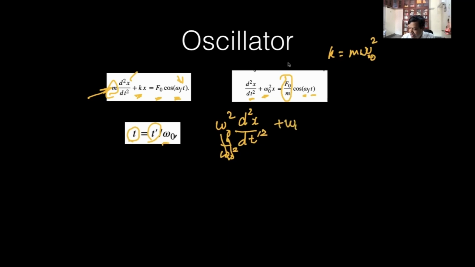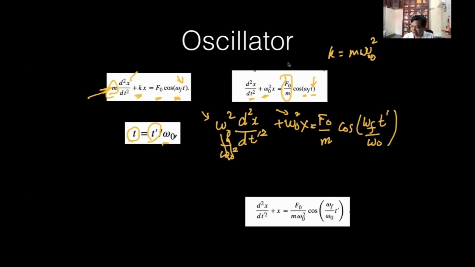So I'll have omega naught square x plus f naught by m cos. Now I need to replace this t as well, so omega f t prime by omega naught. This is excellent. This equation is better. The omega naught square is common in both left hand side terms, so I can take it to the right hand side, and the equation becomes this.